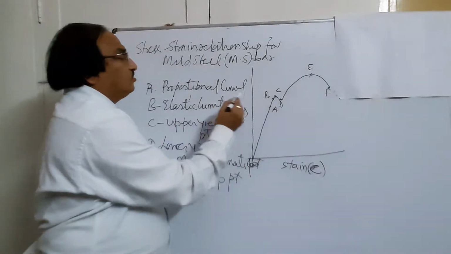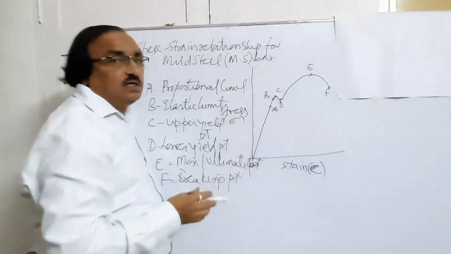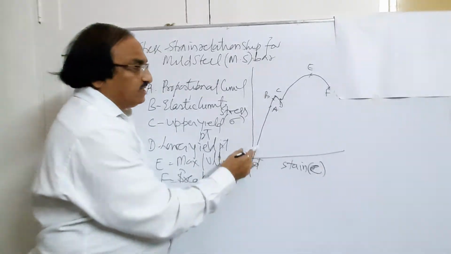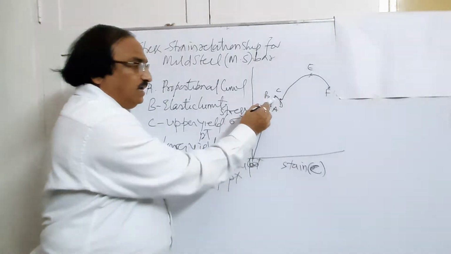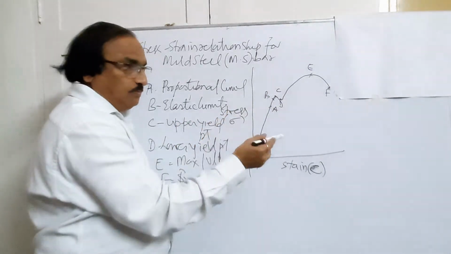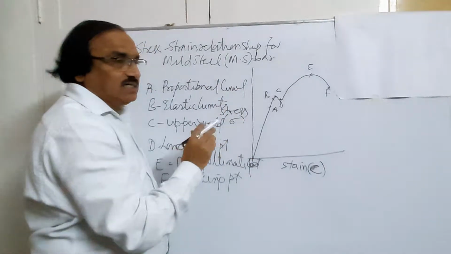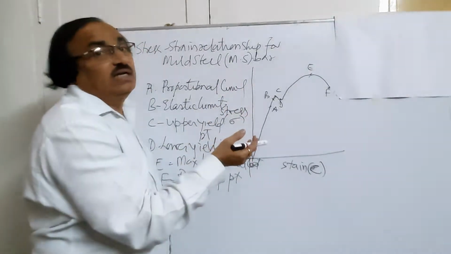At A, it is known as the proportionality limit. The stress is proportional to the strain, and it will be a straight line here. B is the point of elastic limit. Elastic limit means when the load is removed, it will regain its original shape and size. Once it crosses the elastic limit, it will go into the yield stage.